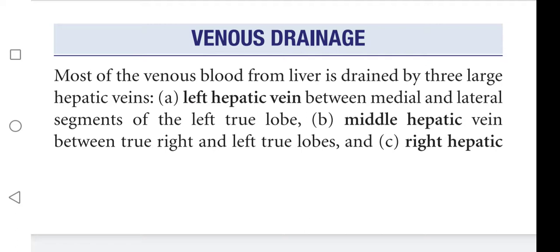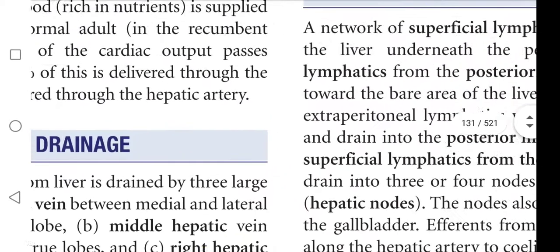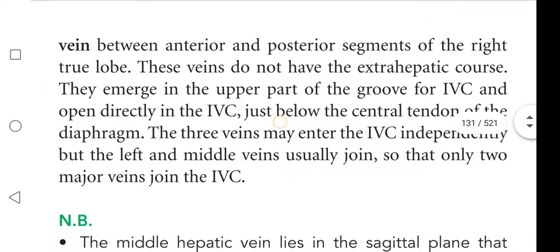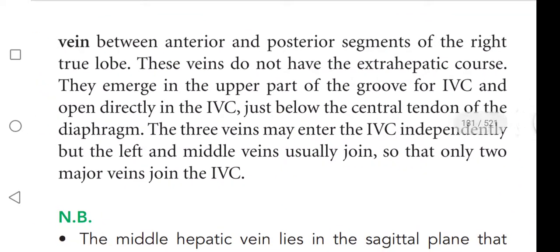The left hepatic vein lies between the medial and lateral segments of the left true lobe. The middle hepatic vein lies between the true right and left lobes, that means the physiological or functional lobes. Next, the right hepatic vein lies between the anterior and posterior segments of the right true lobe.